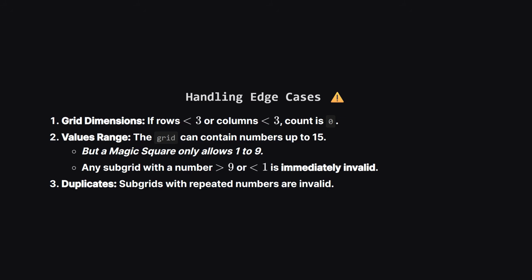Before we code, let's think about edge cases. First off, if the main grid has fewer than 3 rows or 3 columns, it's impossible to fit a magic square inside, so the answer is 0. Second, the problem note says the grid might have numbers up to 15. But remember, a magic square only allows numbers 1 through 9. So if we see a 10, or a 0, or a 15 inside our 3x3 window, we can instantly reject it. Also, duplicate numbers inside the window make it invalid too.